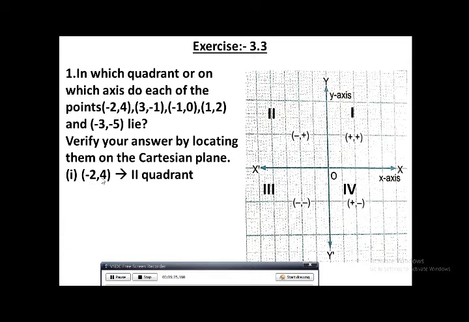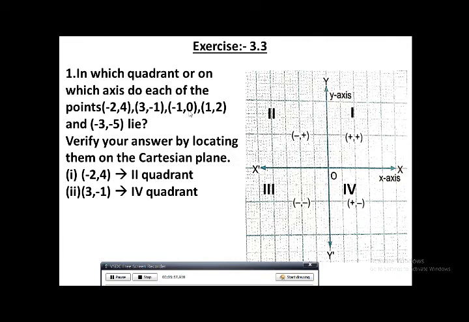So first is (-2, 4). X is negative, y is positive. This is the second quadrant. So the first point will lie in the second quadrant. Clear? Now second is (3, -1). X is positive but y is negative. It is the fourth quadrant. So the next point will be in the fourth quadrant.